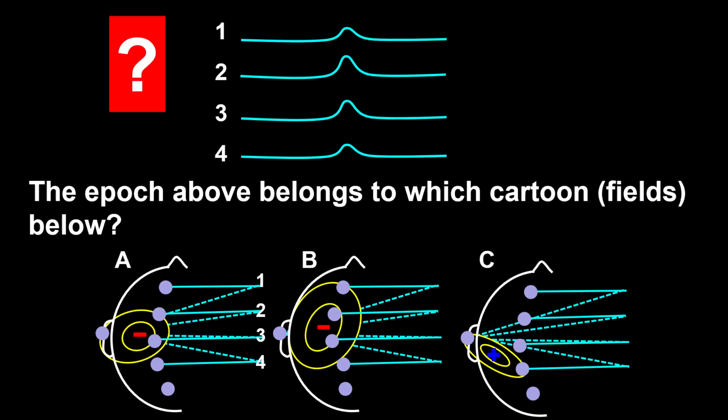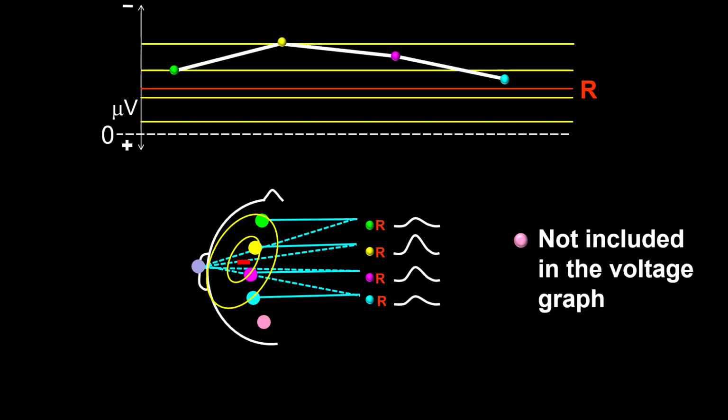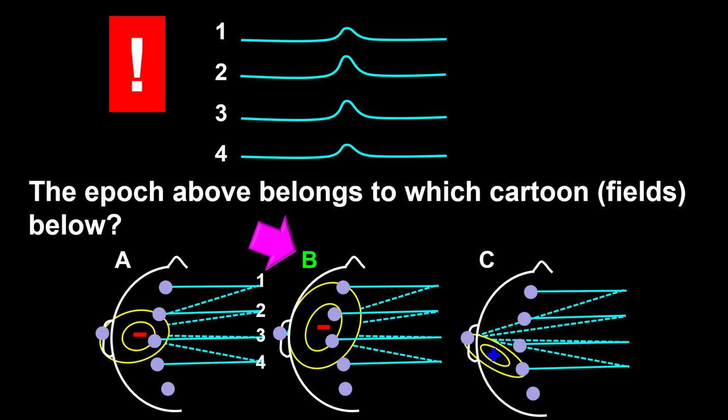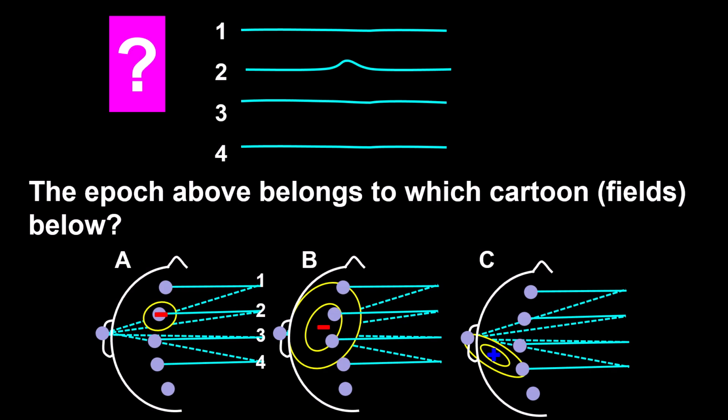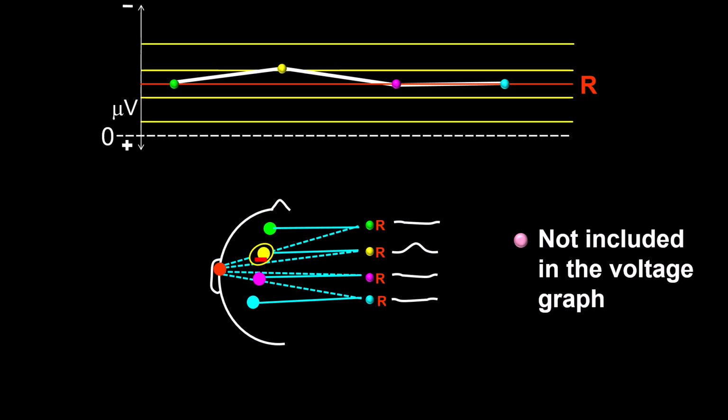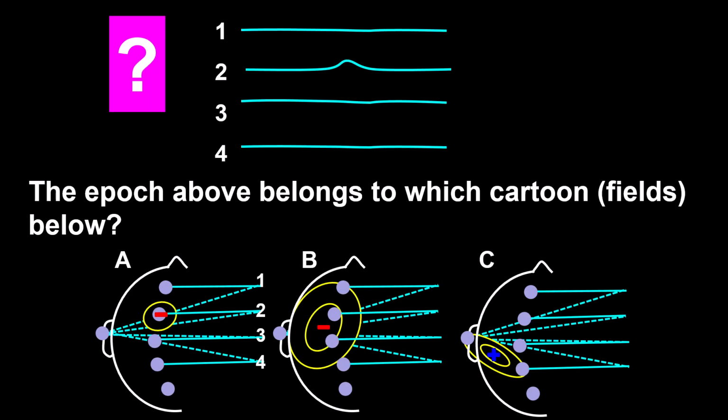Next question. The epoch above belongs to which cartoon below? This frame shows the voltage graph and isopotential map of a large negative field that involves the yellow electrode more than any other and the aqua electrode the least. So the answer to this question is B. Next question. The epoch above belongs to which cartoon below? This frame shows the voltage graph and isopotential map of a very restricted negative midline field. So the answer to this question is A.